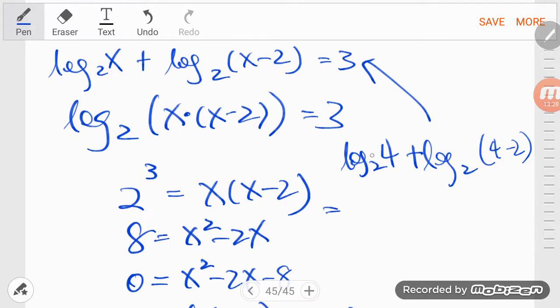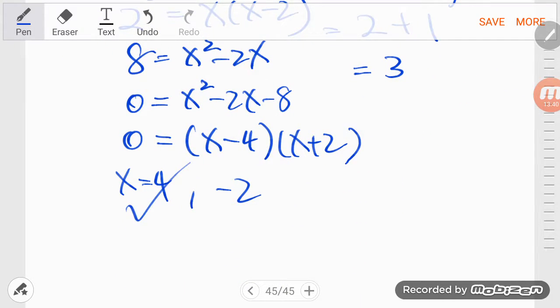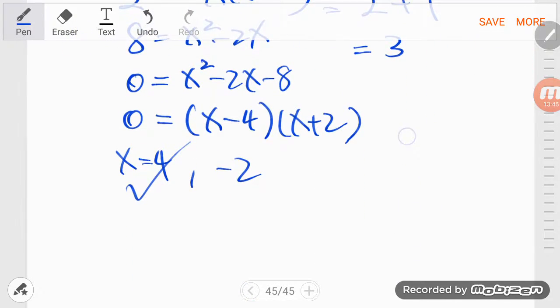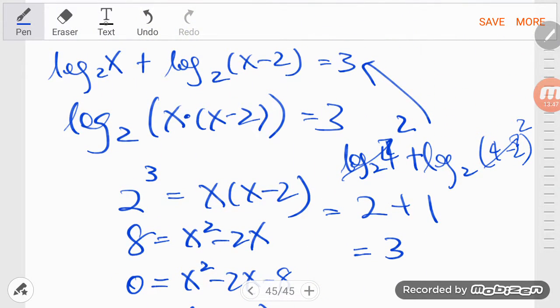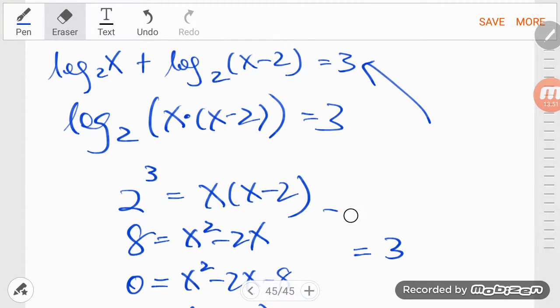So log base 2 of 4 gives us 2, plus this becomes 2 as well, so log base 2 of 2 gives us 1. So that is 3. That's good. So x equals 4 is a good one. Let's test with x equals -2. I'm going to erase this so I have some space. Feel free to rewind if you have to.